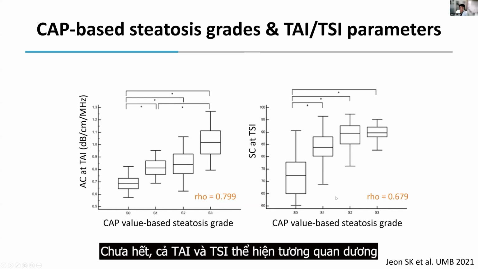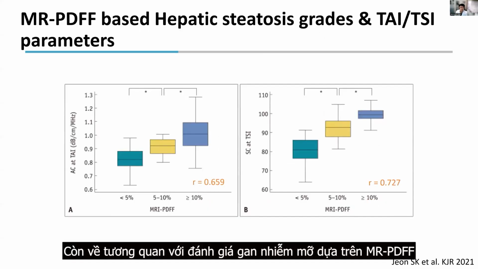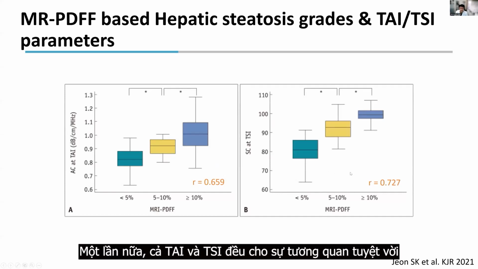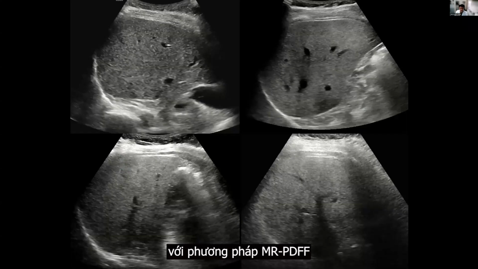Furthermore, both TAI and TSI showed a strong positive correlation with controlled attenuation parameter, CAP-based steatosis grades. And how about correlation with MR proton density fat fraction based steatosis grade, which is the most accurate non-invasive diagnostic tool of hepatic steatosis? Again, both TAI and TSI showed an excellent correlation with MR-PDFF based hepatic steatosis grades.